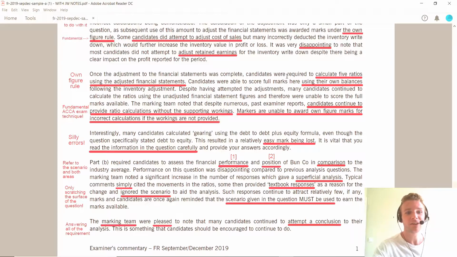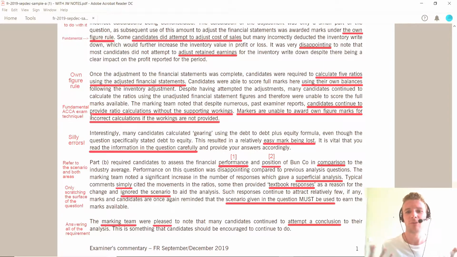We now come on to the actual fundamental ACCA exam technique, and I've underlined a lot in red on here. Let me just talk you through it. Candidates continue to provide ratio calculations without supporting workings. Markers are unable to award own figure marks for incorrect calculations if workings are not provided.